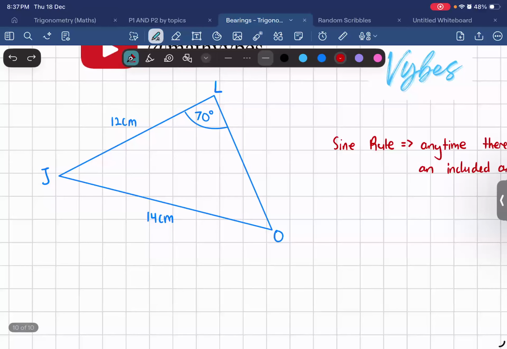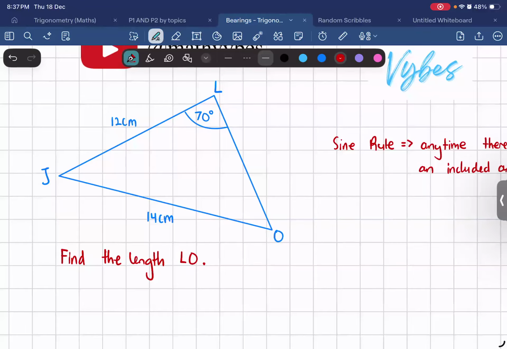Great. Now let's just say the question asks us to find a length or angle. Adika, do you want to find a length or angle? We could find a length. Okay. Find the length. Which length do you want to find? Let it be L and O. Right. Find the length LO.